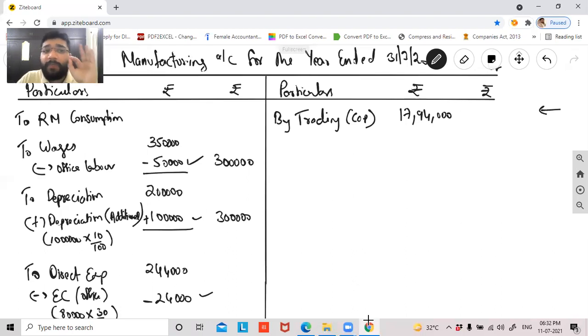Guys, from the wages, you have minus 50,000 rupees. Your expense is coming down. If your expense is coming down, can I say your cost of production will also come down? Has to come down. Yes, sir. Minus office labor, 50,000 rupees.